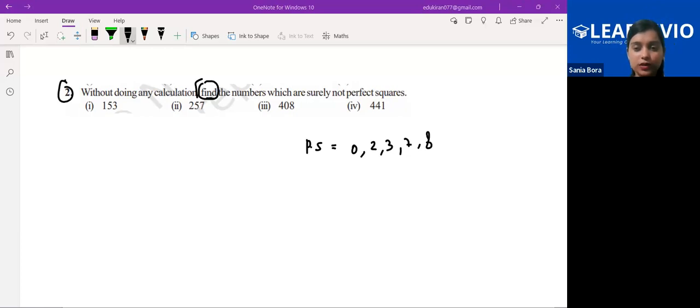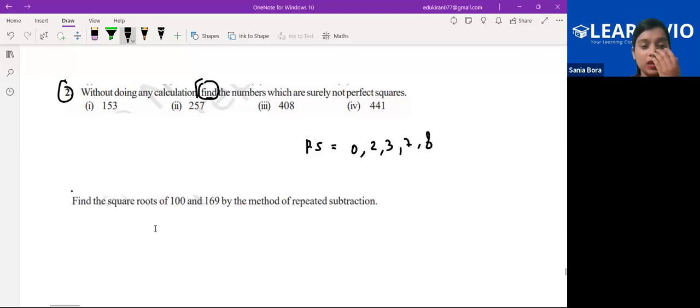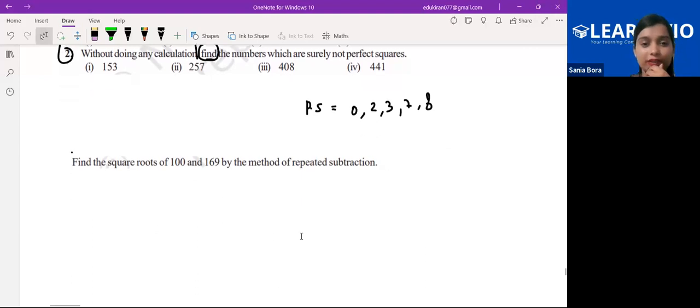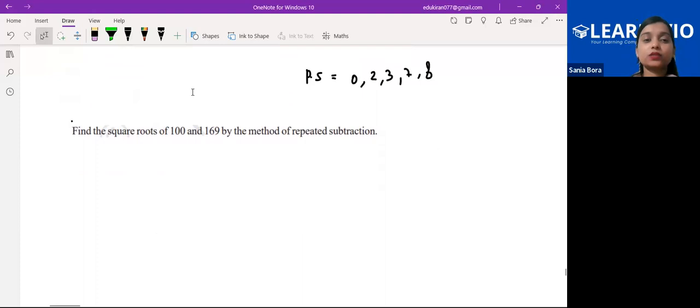Okay, just a minute. I'll just paste it. Now this is something new that I need to teach you. Okay. So the next one over here is: find the square root of 100 and 169 by the method of repeated subtraction.